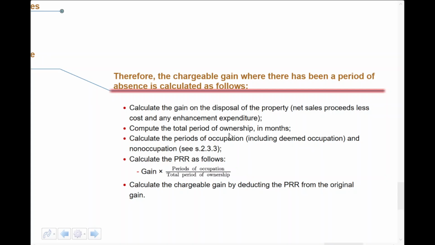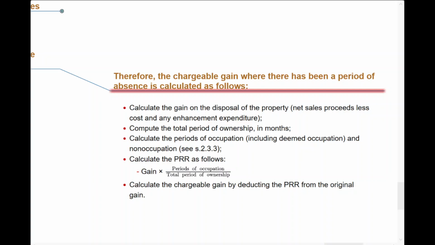Second thing, calculate the total period of ownership. Well, 1990, let's say 1st of January, to the 31st of December 2010. So basically 20 years. We would do it in months. Next, calculate the periods of occupation, including deemed occupation and non-occupation. In other words, look at that 20-year period and say, well, he lived in it for 15 years, so that's a high proportion of the 20 years. There's also maybe some deemed occupation, more of that in a moment, but for a couple of years, it's non-occupation.